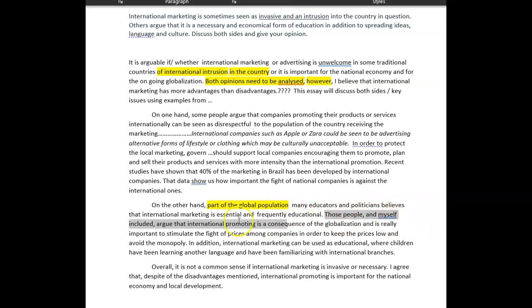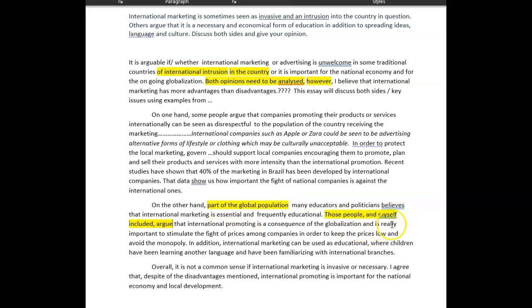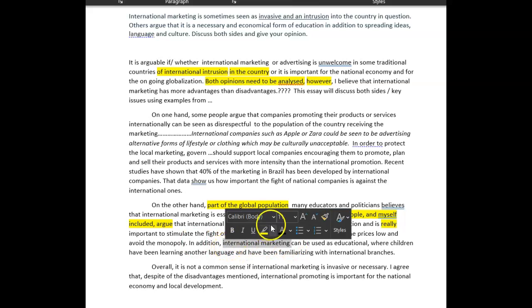Instead, say something like, this is because global or international promoting, yeah? So this is because it is a consequence of globalization and is beneficial rather than really important. Beneficial to stimulate the fight of prices. Yeah, we'd say competitive pricing among companies in order to keep them low and avoid a monopoly. Okay, good. In addition, marketing. So what do you mean? So explain this.